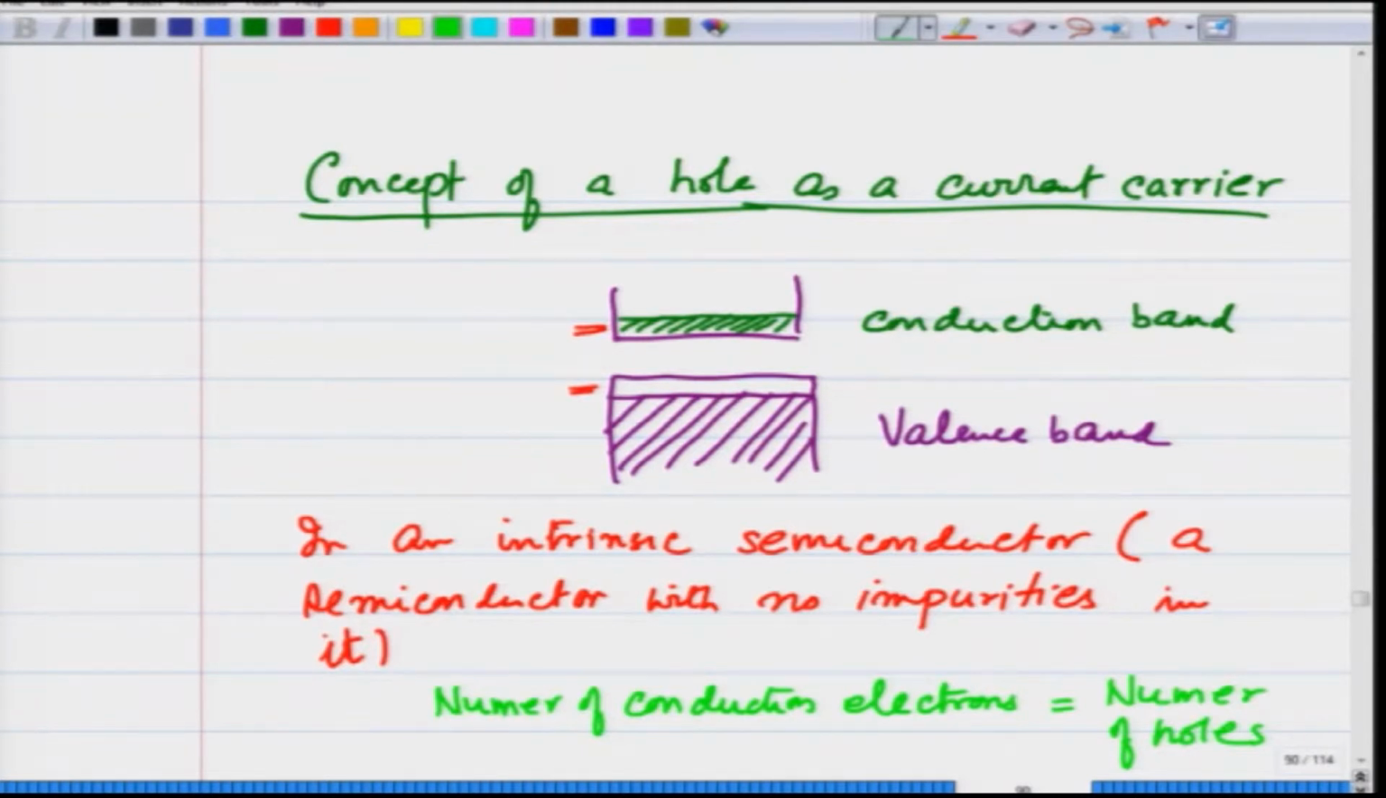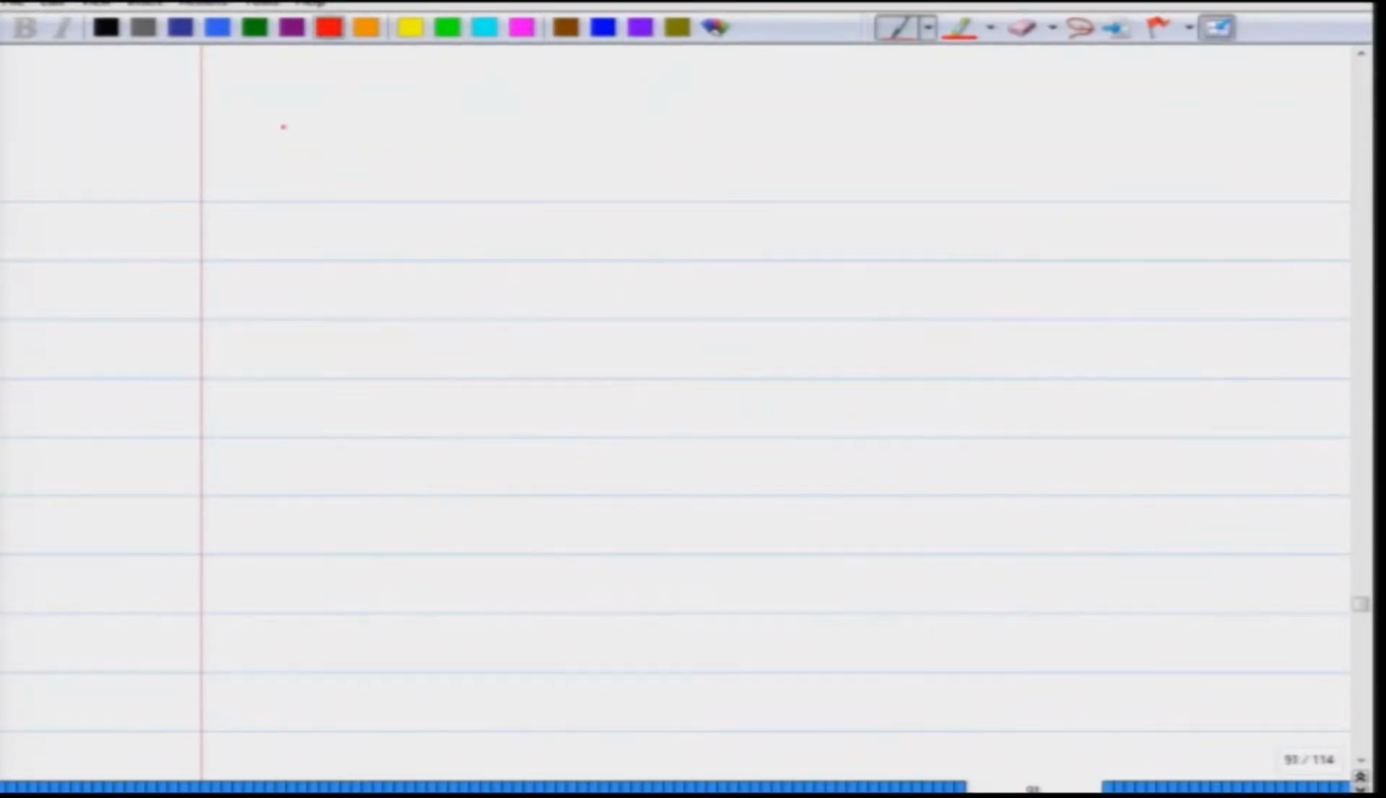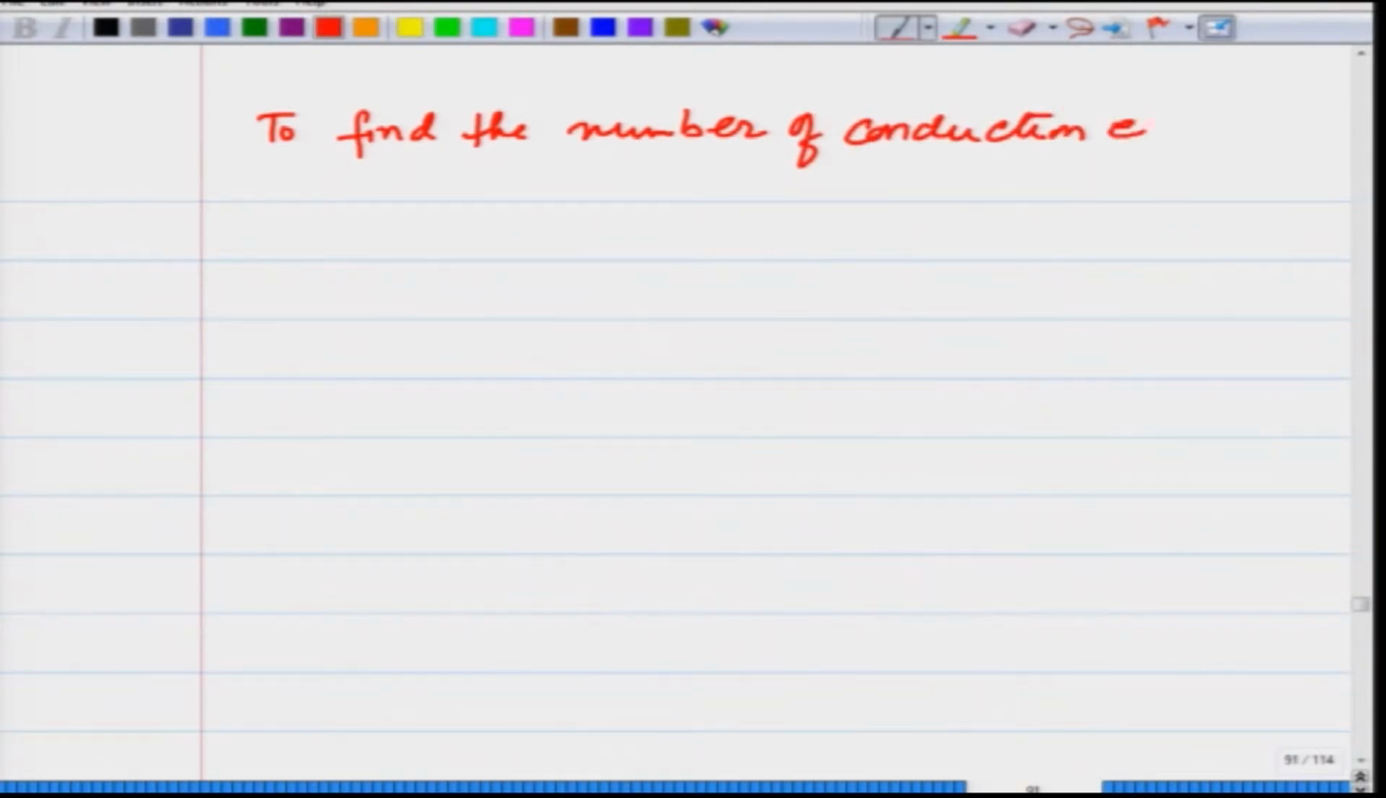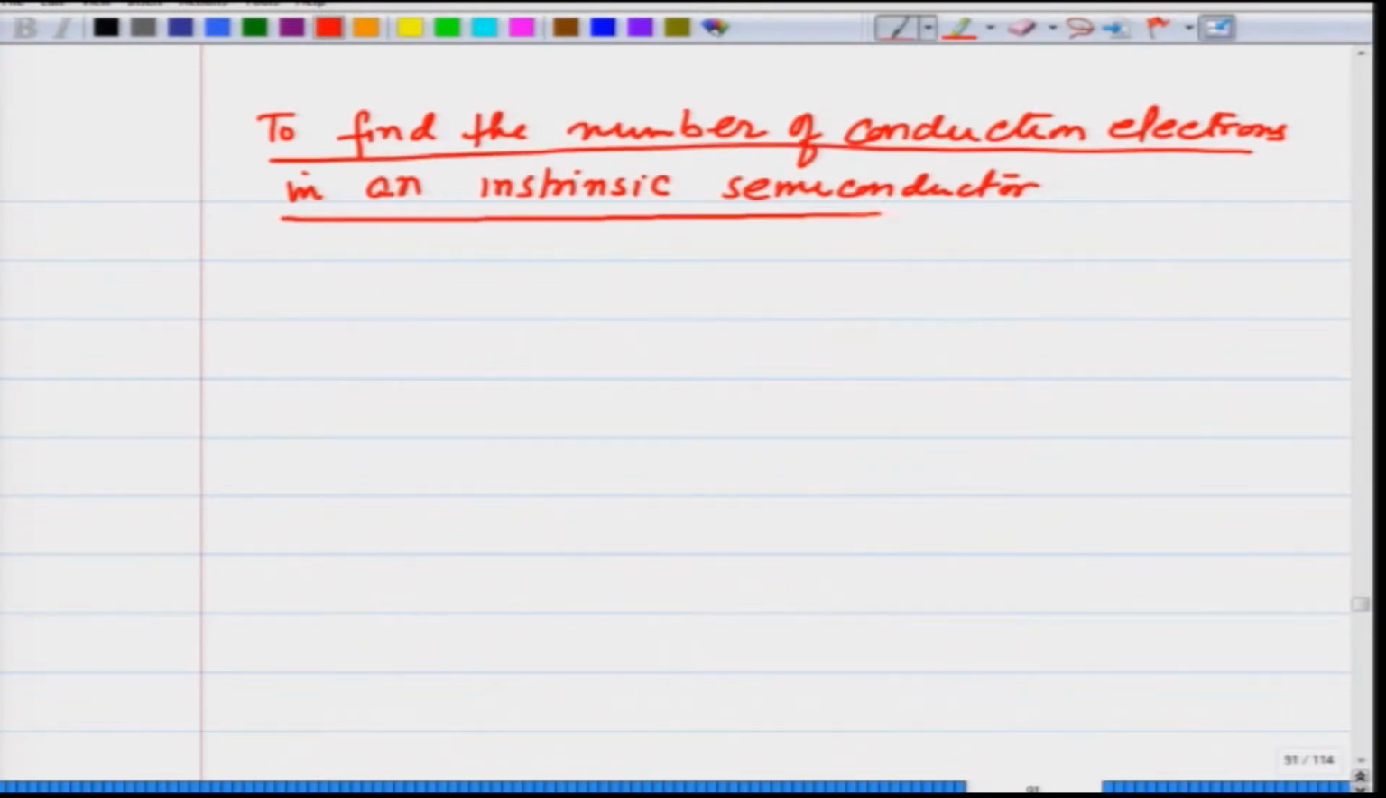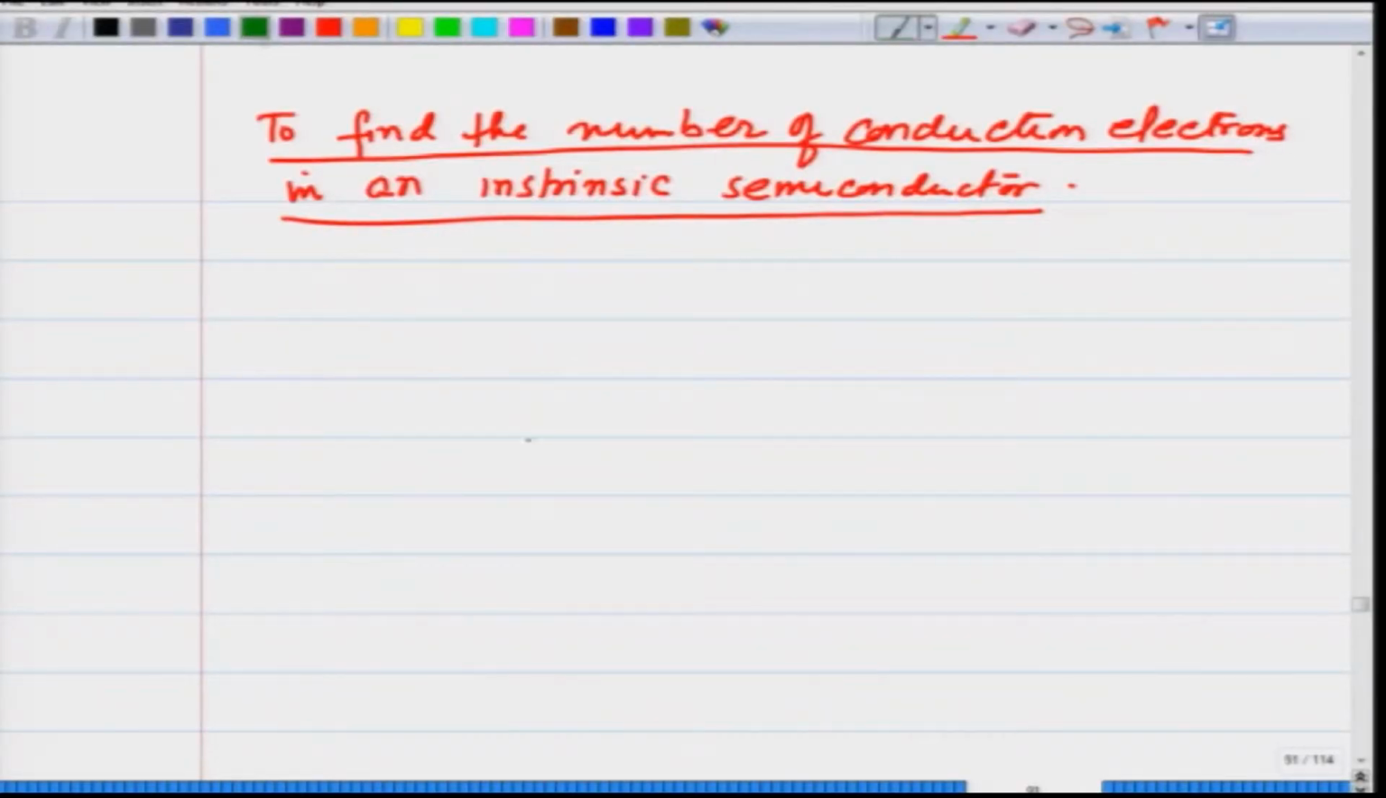So, we are going to use this to now get the number of holes and number of electrons that can carry the current. So, our aim now is to find the number of conduction electrons in an intrinsic semiconductor. This is our aim. And what ingredients do I need for it? So, let us look at the band picture.